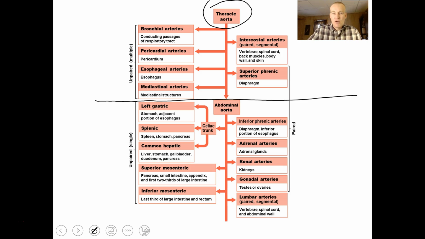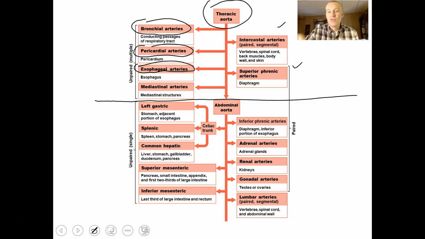Coming off that thoracic aorta, we have blood vessels that are feeding the respiratory passages, the bronchial arteries. We have the blood vessels that are feeding the pericardial. So we have esophageal arteries feeding the esophagus. So we have arteries feeding the diaphragm, arteries feeding the intercostal muscles.